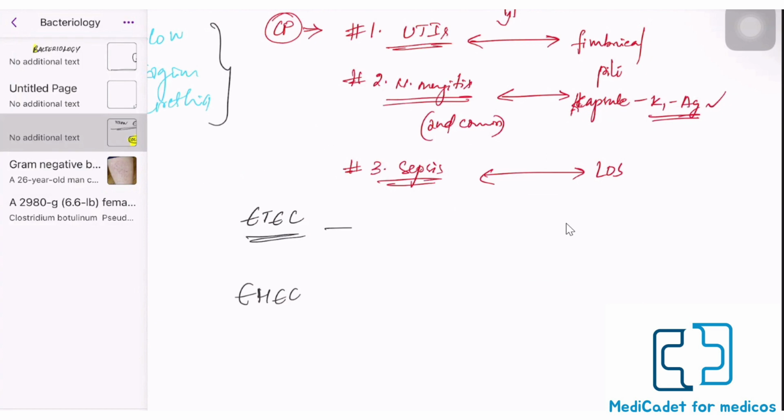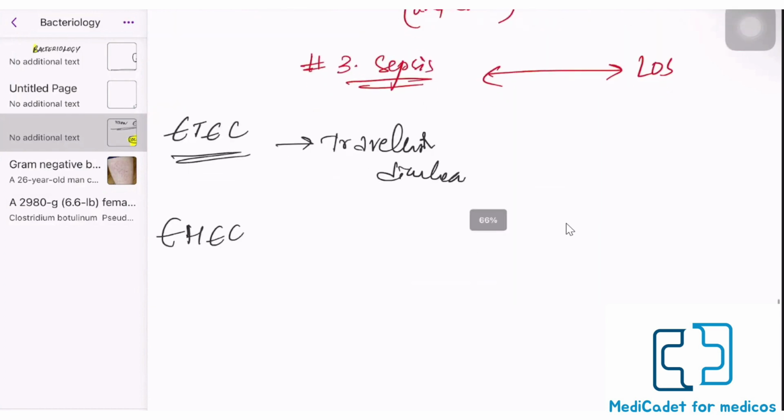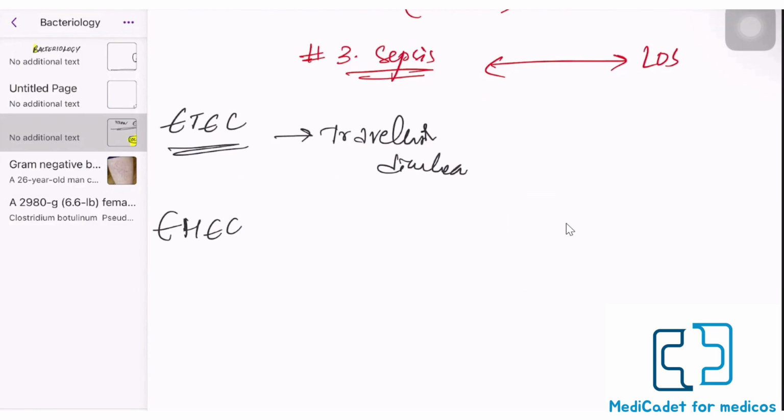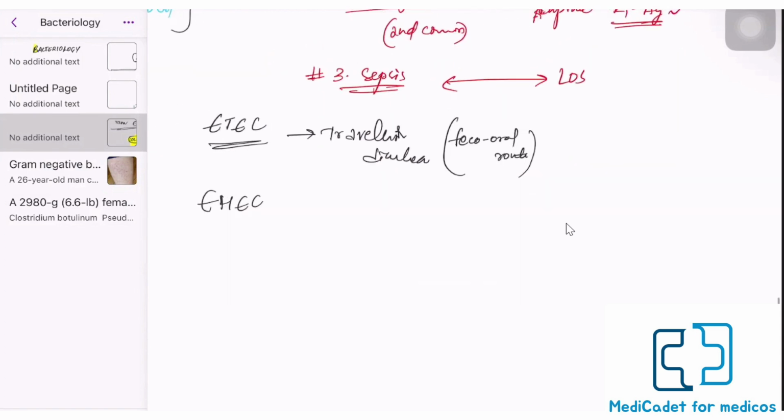Enterotoxigenic E. coli is the one that causes traveler's diarrhea. Generally, it will be transmitted by the fecal-oral route, and it causes a lot of watery diarrhea. What is the mechanism? If they give you E. coli diarrhea, this is the fourth one.